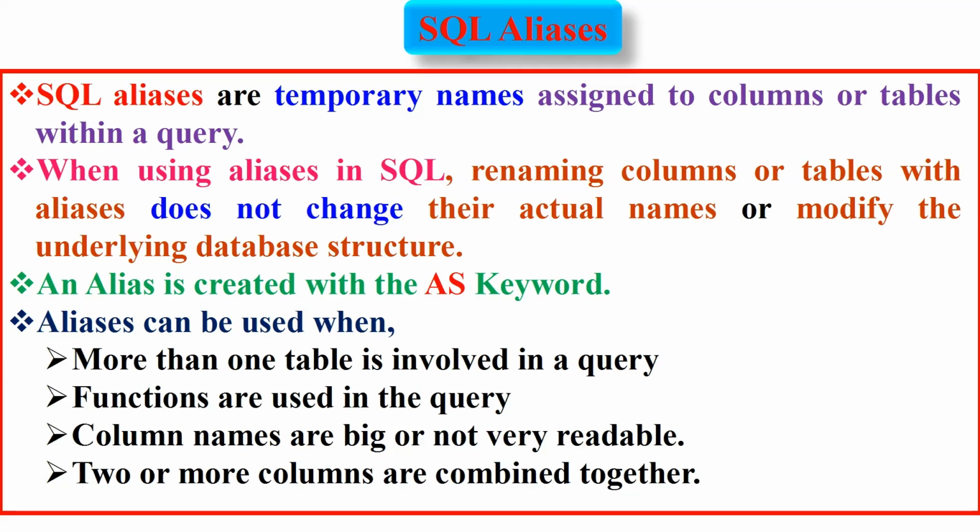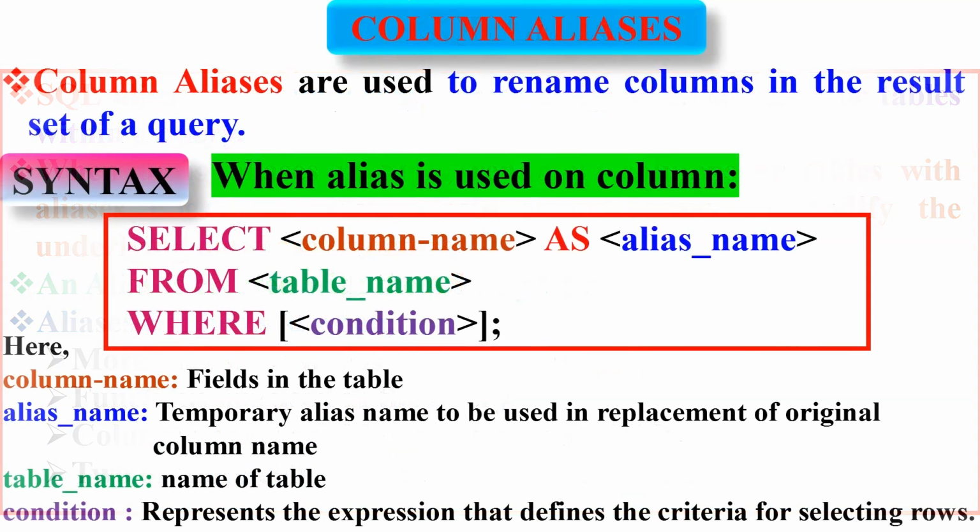Aliases can be used when more than one table is involved in a query, functions are used in the query, column names are big or not very readable, or two or more columns are combined together. Column aliases are used to rename columns in the result set of a query. Using column alias name, we can give different names to columns for display, output purpose only. They are created to make column names more readable.